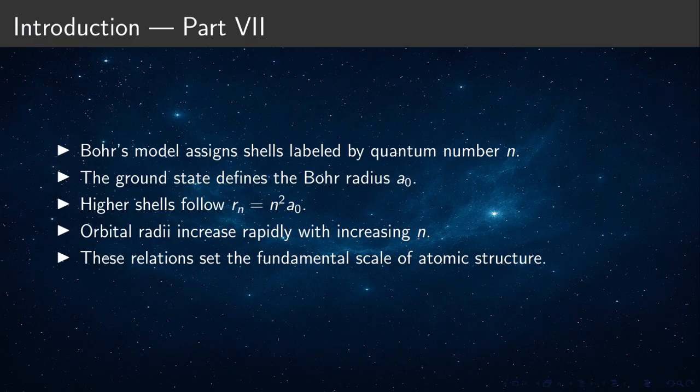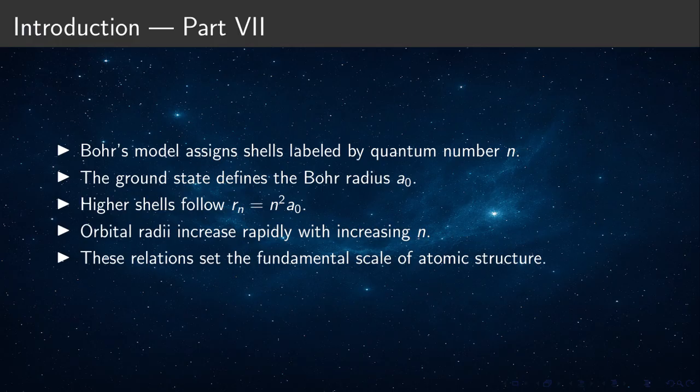The Bohr model had already demonstrated that electrons in the hydrogen atom occupy discrete energy levels, or shells, labelled by the principal quantum number n. Each value of n corresponds to a specific allowed orbital radius. The ground state, n equals 1, defines the Bohr radius, a0, approximately 5.29 times 10 to the minus 11 meters, which sets the fundamental scale of atomic structure.